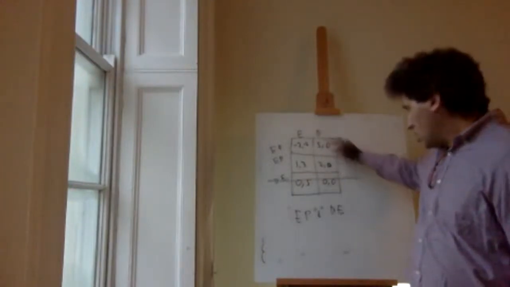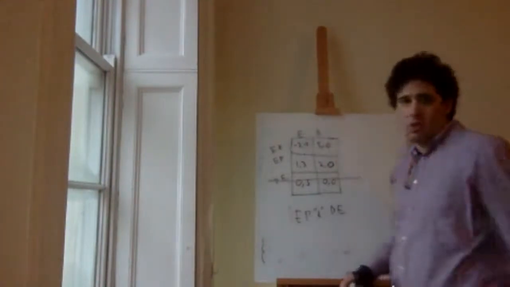Well, let me look. If row plays enter fully, column is better off playing don't enter, right, because 0 is better than -2. If row plays enter partially, then enter is better than don't enter. So neither is a dominant strategy. Okay, so I'm not going to be able to eliminate anything else here, and I could look back. I won't be able to eliminate anything else here.